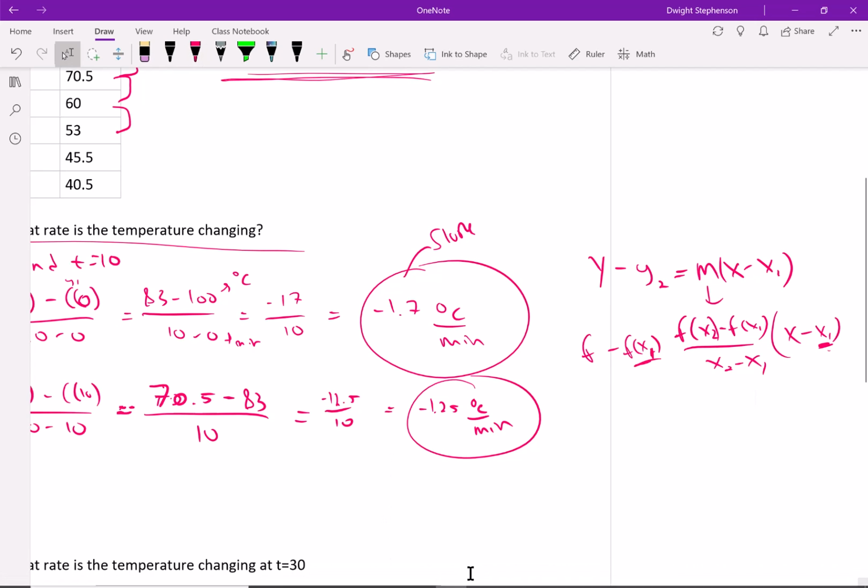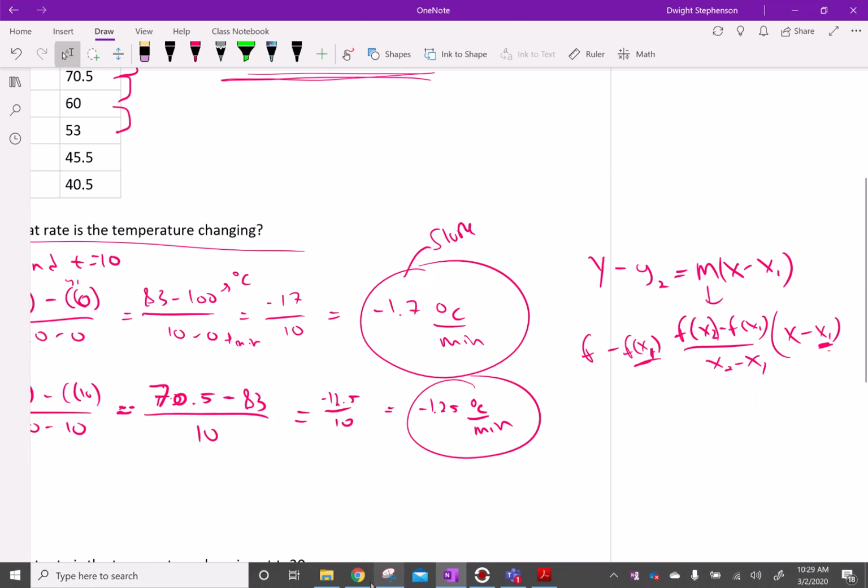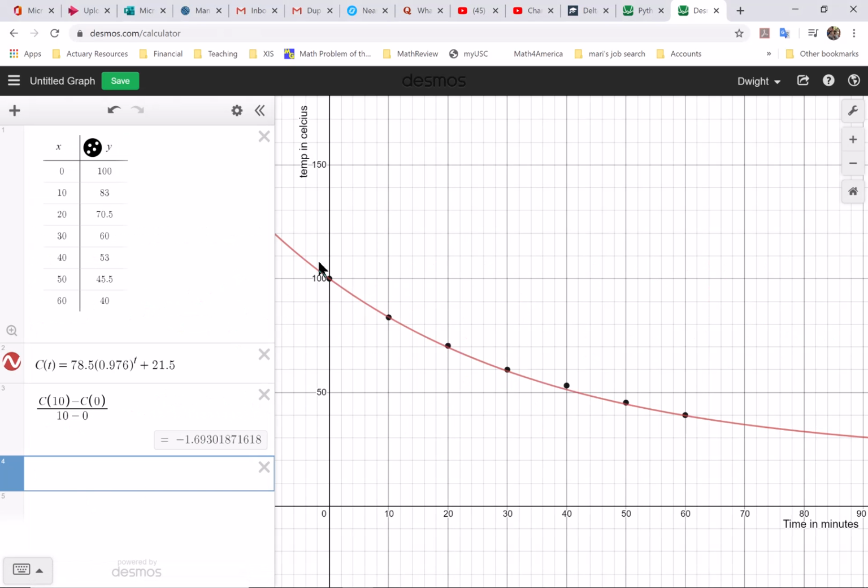So I'm going to show you on Desmos real quick what this looks like graphically. So here's our function, and we came up with this model. And in that first problem, we figured out the average rate of change between 0 and 10.